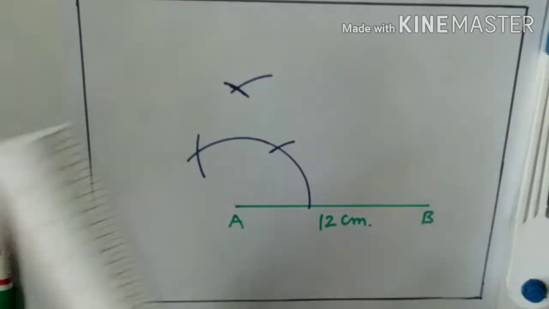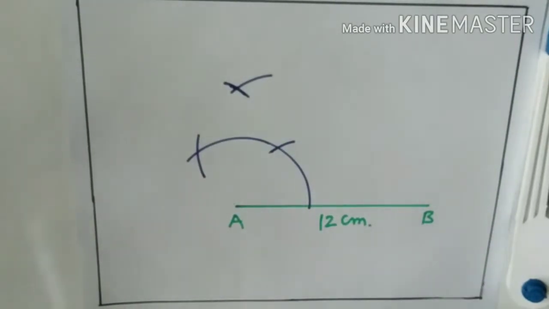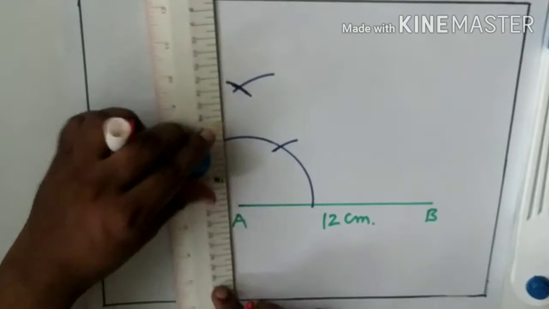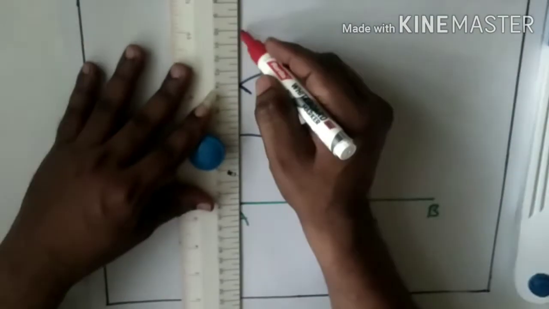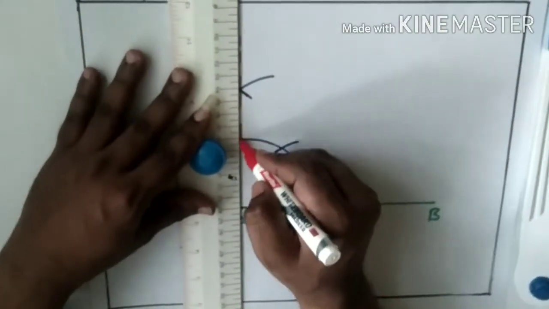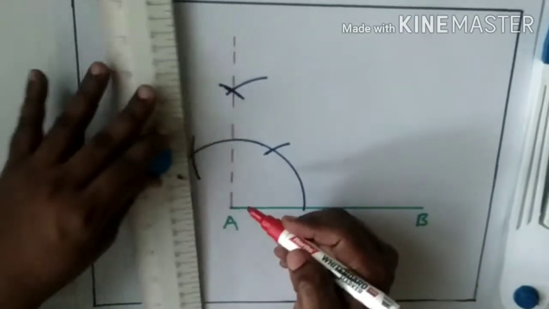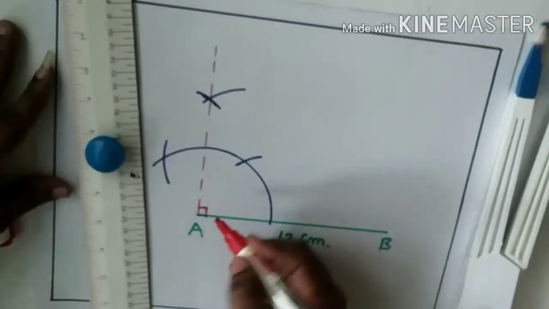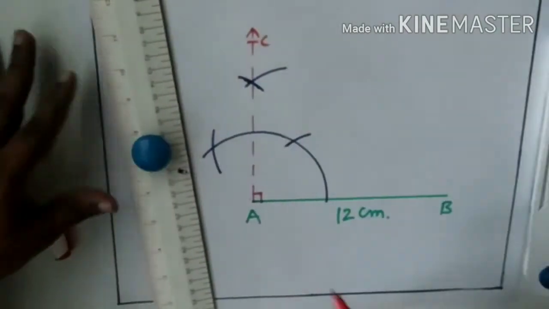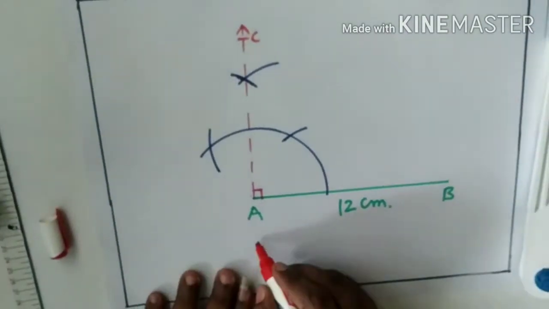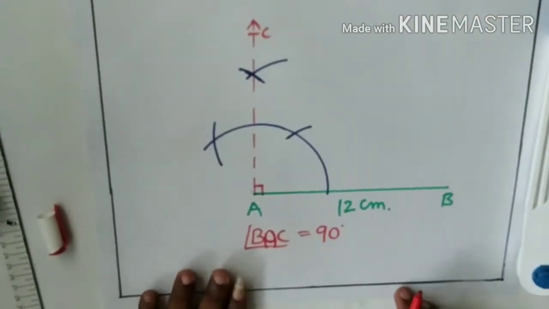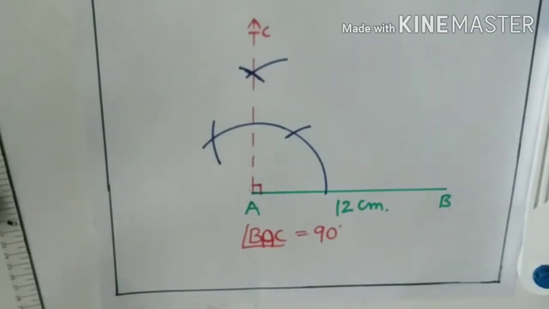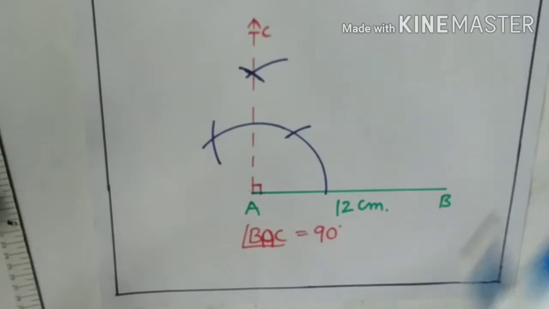Keep it aside. Now you should draw a dotted line because this is a 90 degrees line, which you don't want. You want 45 degrees. This is the 90 degrees line. Angle BAC is equal to 90 degrees. Now we need to draw the angular bisector for this angle of 90 degrees.